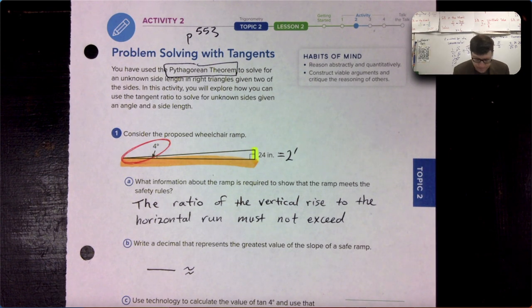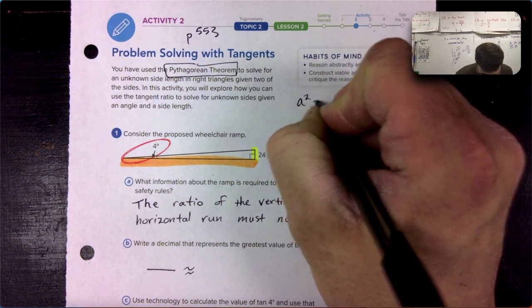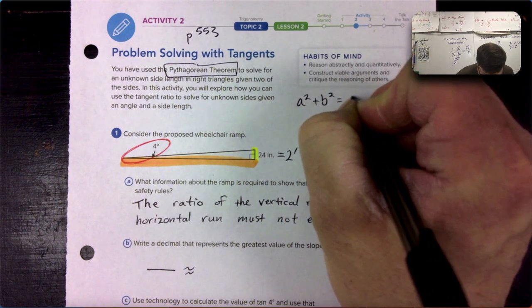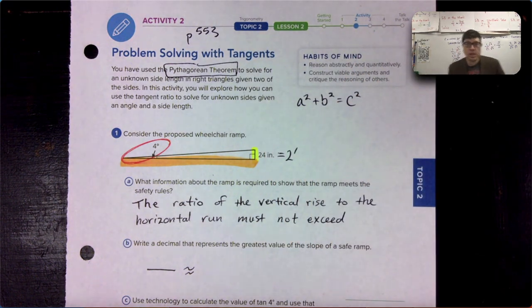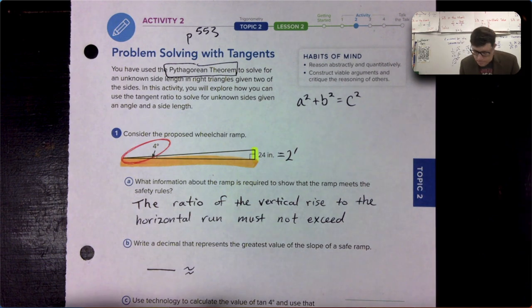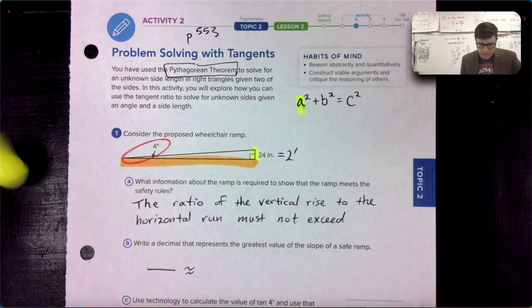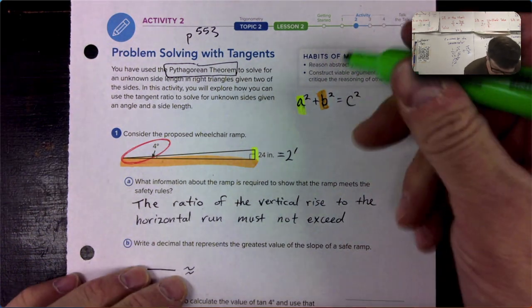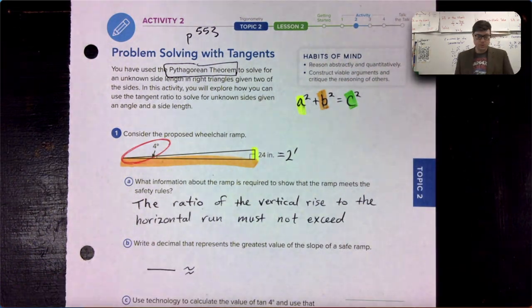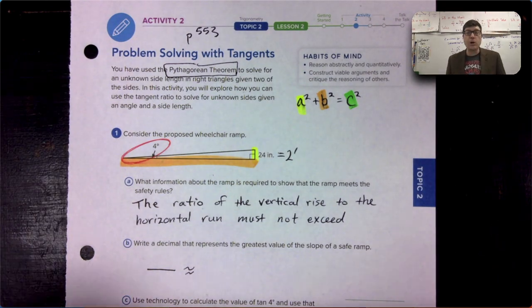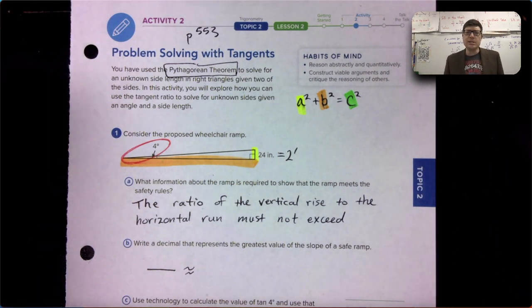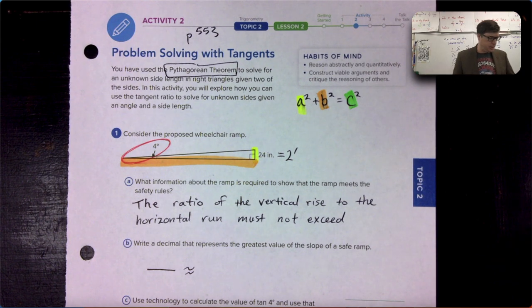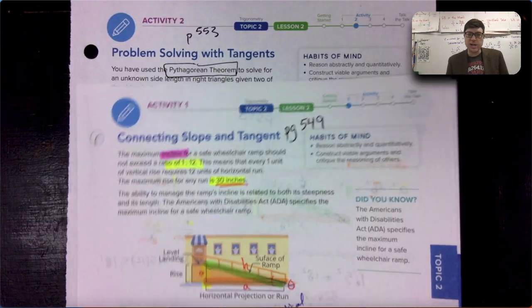Here's the Pythagorean theorem. And if I may, this is the highlight scheme that I would apply to the Pythagorean theorem. Opposite, adjacent, and hypotenuse. Right? Our color scheme for highlighting the sides and angles of a triangle. Consider the proposed wheelchair ramp. And this is what they call in the industry a callback.